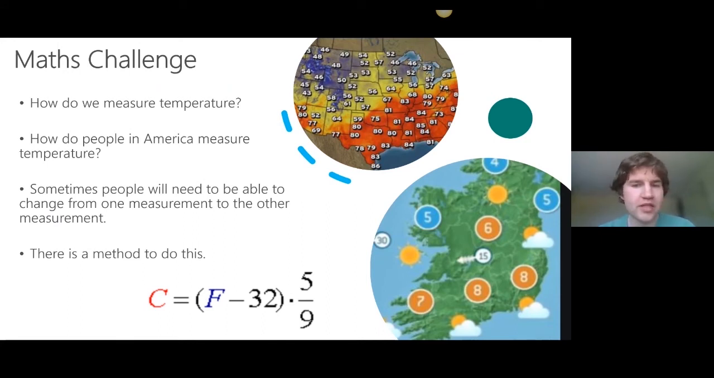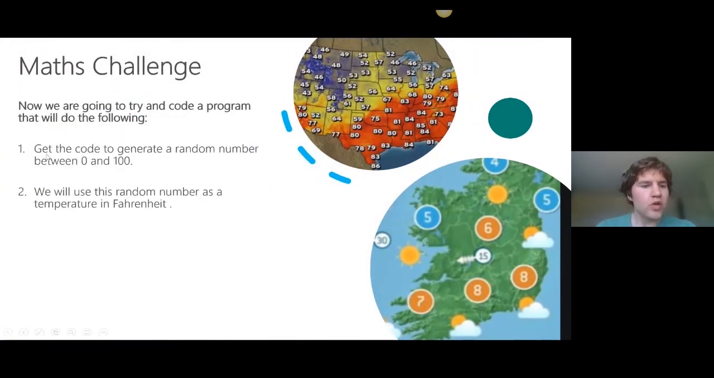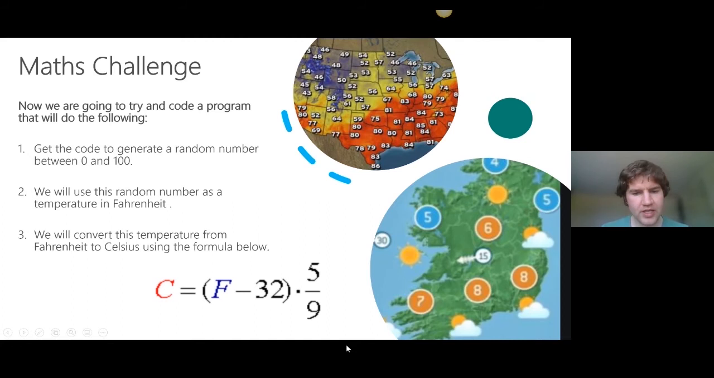But someone had to write that code in the beginning, and this is kind of how they learn how to do it. So what we're going to do is try and pull the two things that we've touched on so far together. We're going to get the code to generate a random number between 0 and 100. Whatever number it gives us, we're going to let that be a Fahrenheit temperature, like a temperature in America. And then we're going to try and put this formula into our Python program to turn that Fahrenheit temperature, from America, into a temperature that we would use in Ireland. So we'll give this a go and we'll see how we get on.